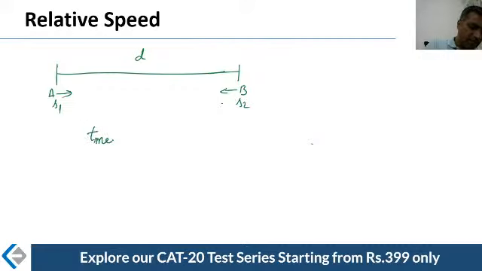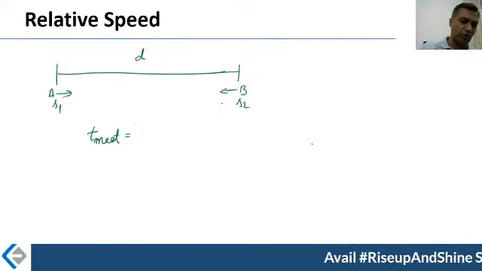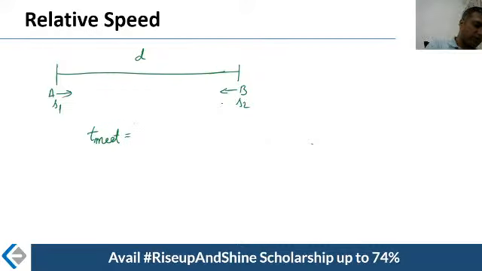The time of meeting. You have blown the whistle, both of them started, and you switched on the timer. Where are they going to meet? Assume that this point is X, this point is Y. They are going to meet somewhere at Z.